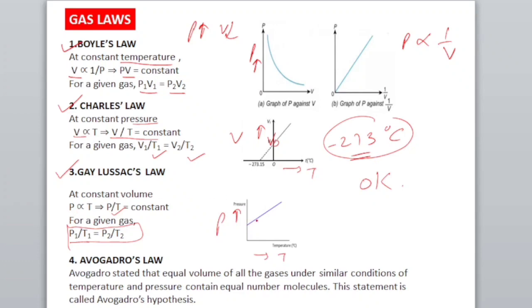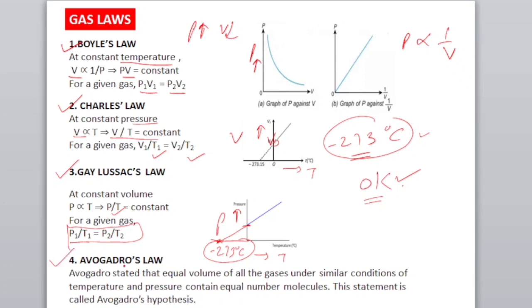If P increases, temperature also increases, but at 0 degree Celsius, pressure is again not 0. It becomes 0 at the temperature minus 273 degree Celsius. So this temperature is called absolute zero temperature. It means absolute zero temperature is that temperature at which molecular motion stops, and volume and pressure become 0. And this is minus 273 degree Celsius or 0 Kelvin. This is absolute zero temperature. We already discussed this in thermal properties of matter.